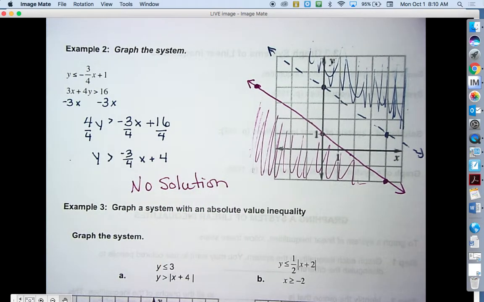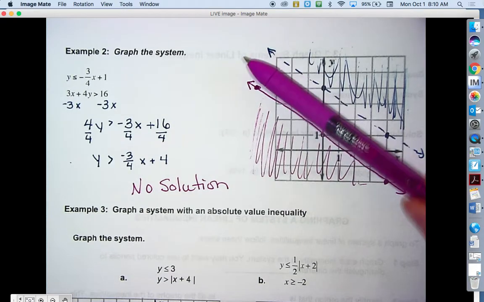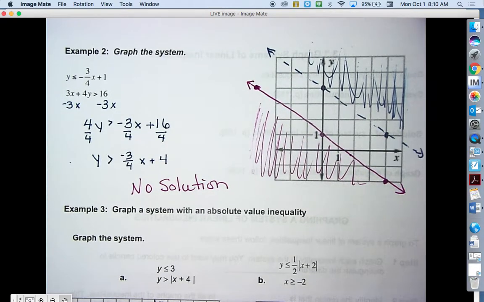Because there's no intersecting, overlapping area. They don't have any space in common. Because one's shaded above, the other one's below, so they'll never connect with each other. So there would be no solution. If our inequality symbols were flipped and they were both shading in between, then you would have a solution that would be shaded in between. Questions?